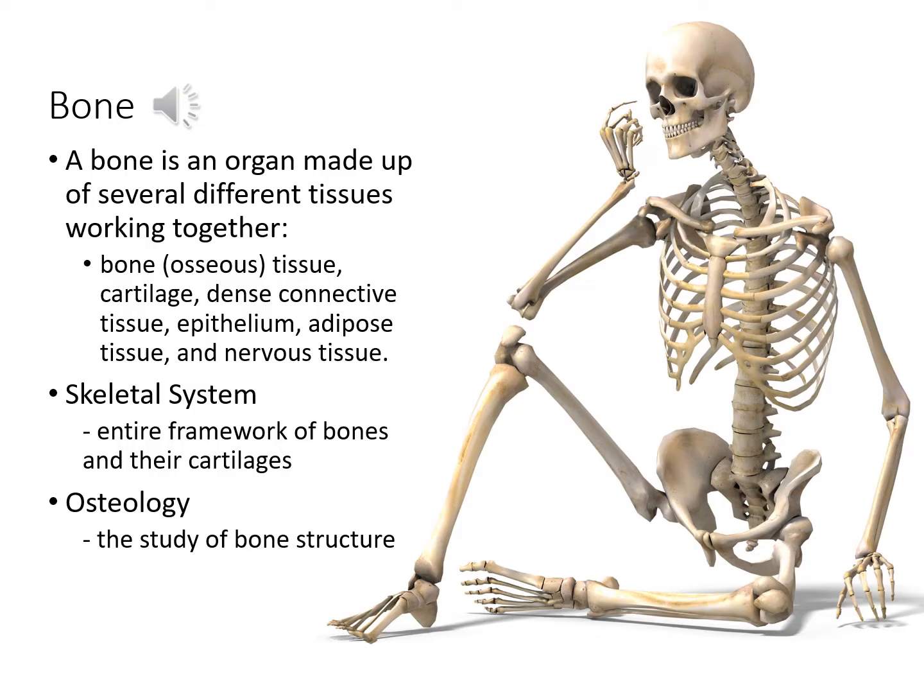The skeletal system is made up of different types of bones, and we have 206 bones in an adult, and each of these bones is made up of different types of tissues, including the bone or osseous tissue, the cartilage, the dense connective tissue, the epithelium, adipose tissue or fat, and the nervous tissue. The entire framework of bones and their cartilages is referred to as the skeletal system. And when we study the bones and their structure, we refer to it as studying osteology.